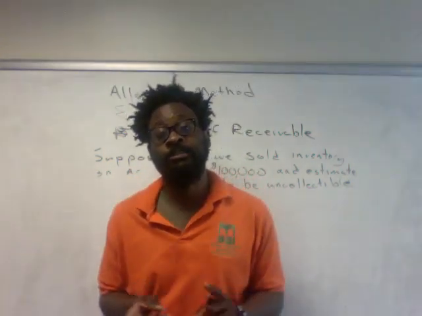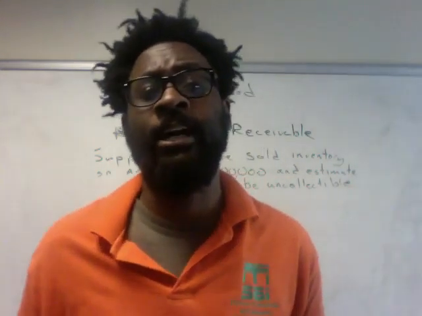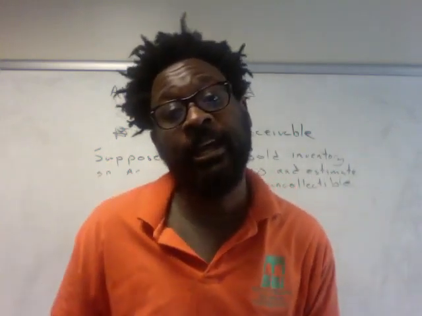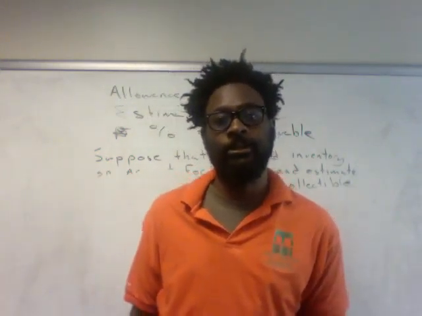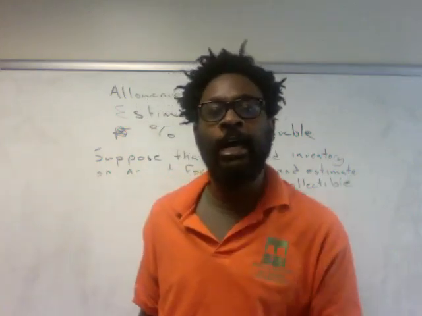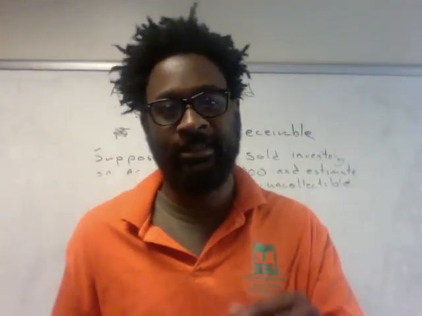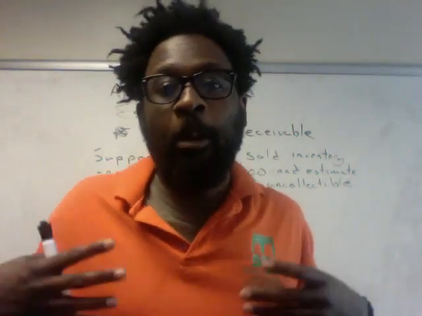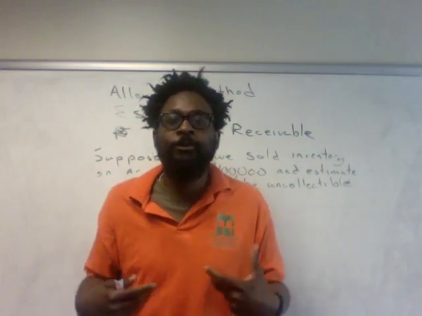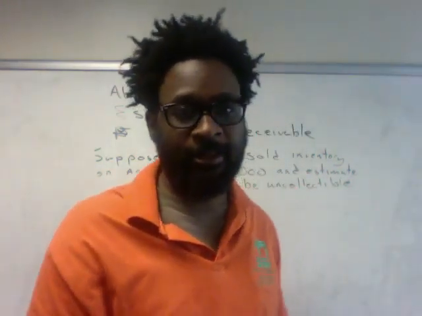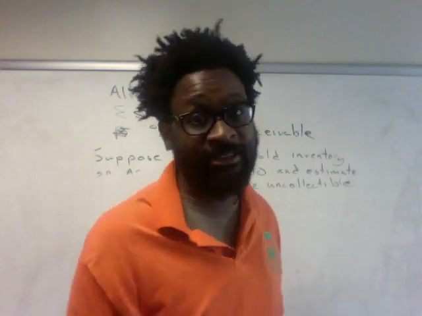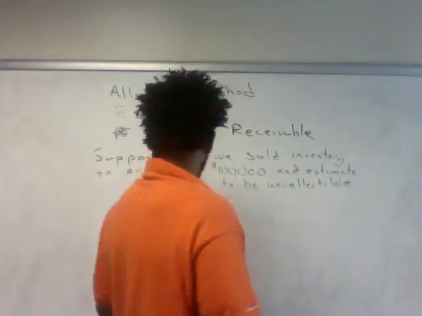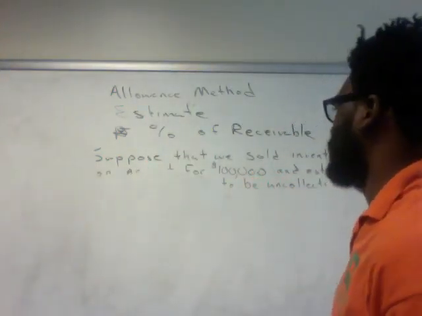Whenever you apply percentage of receivables, you have to consider one thing, and I want you to take note of this. Whenever you're doing a percentage of receivables, the actual number that you calculate must be your allowance for uncollectible account balance. So you adjust to that number, instead of plugging that number in, you adjust to that number.